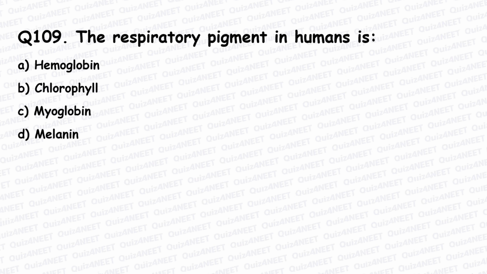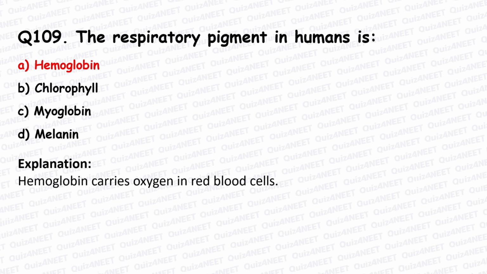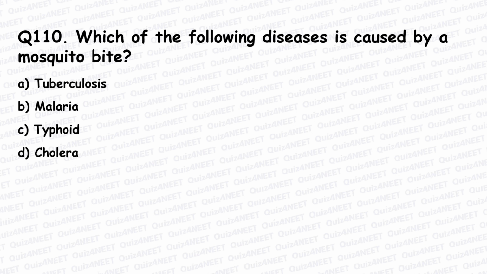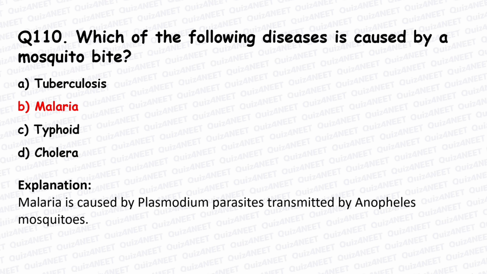Q109. The respiratory pigment in humans is A. Hemoglobin, B. Chlorophyll, C. Myoglobin, D. Melanin. Answer A. Hemoglobin. Explanation. Hemoglobin carries oxygen in red blood cells. Q110. Which of the following diseases is caused by a mosquito bite? A. Tuberculosis, B. Malaria, C. Typhoid, D. Cholera. B. Malaria. Malaria is caused by Plasmodium parasites transmitted by Anopheles mosquitoes.